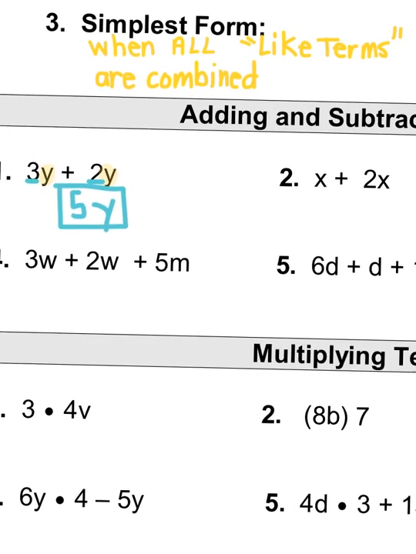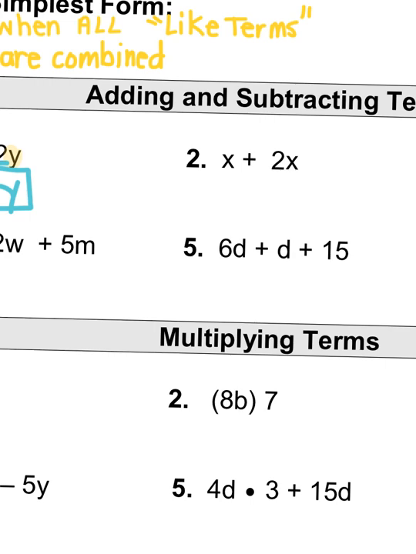Look at number 2. We have the variable x and 2x. In front of this x, the coefficient is an understood 1. Since these are like terms because both of them have x's, we add the coefficients. 1 plus 2 is 3. We have 3 x's. We've added the like terms, and that is our simplest form. Let's go on to number 3.